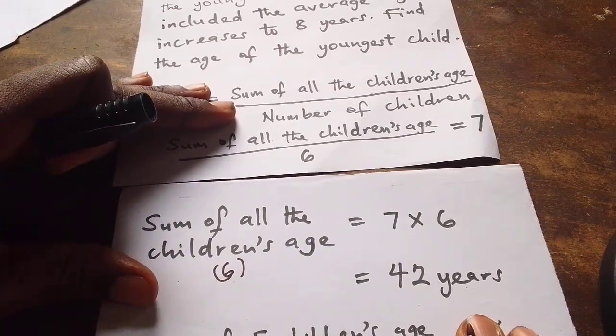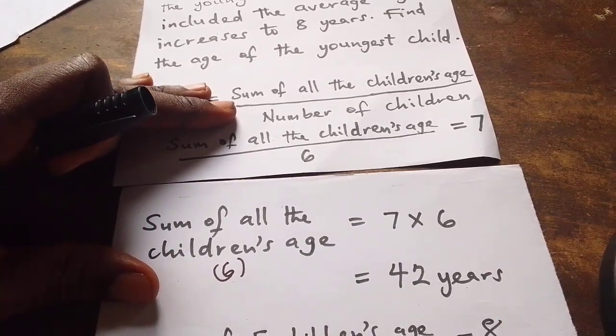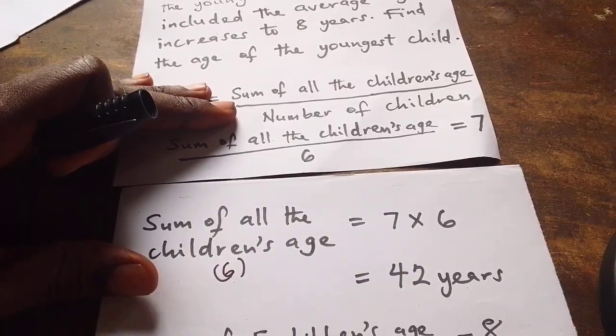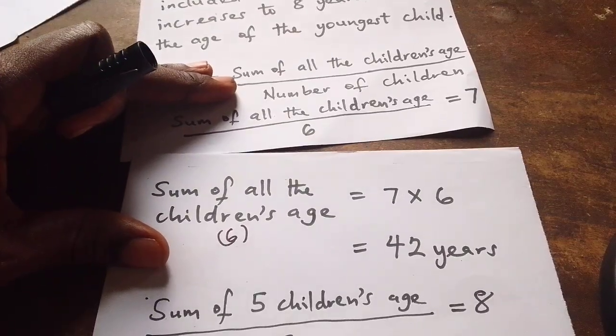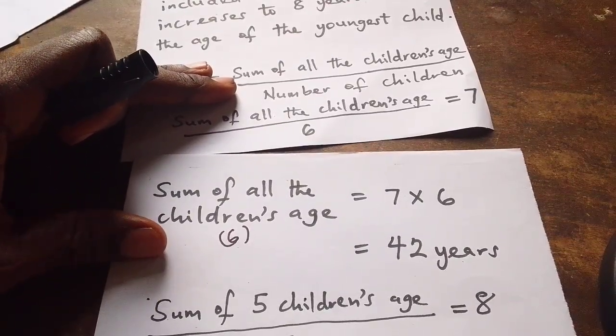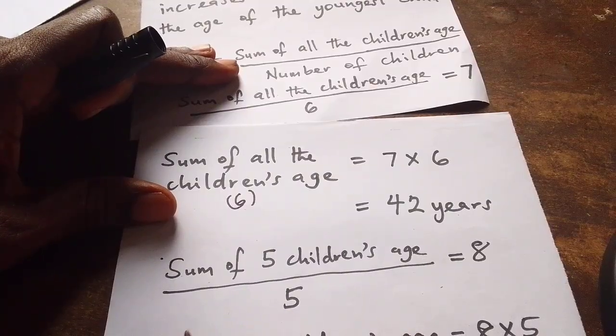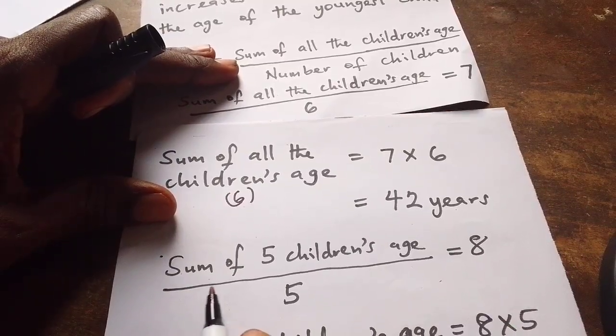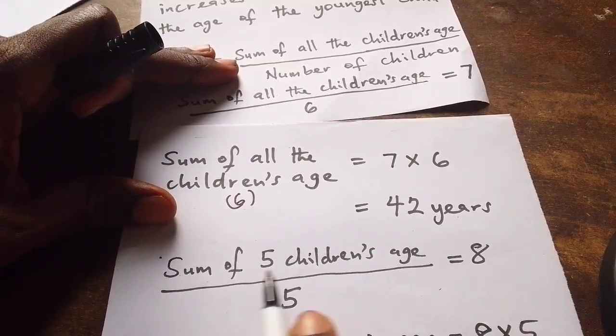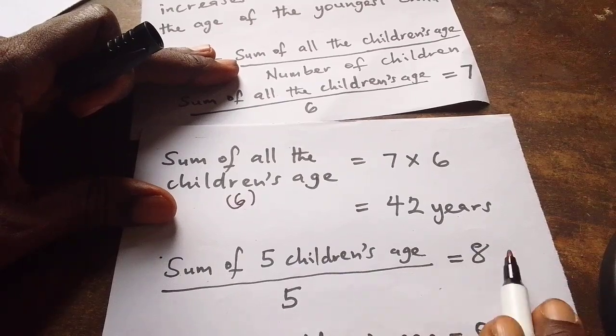Now, assuming they remove one child, it means we now have 5 children. So the sum of the 5 children's ages divided by 5. When they remove one child, they now look for the average again to be 8. So the sum of the 5 children divided by 5 is equal to 8.